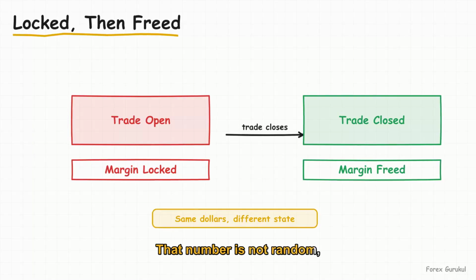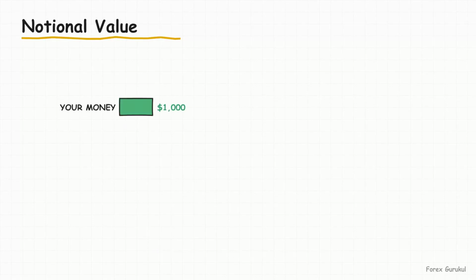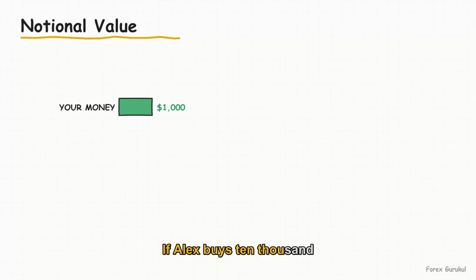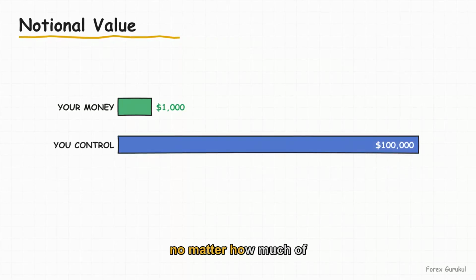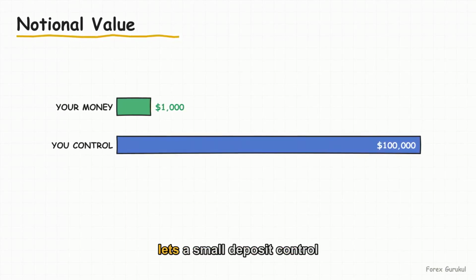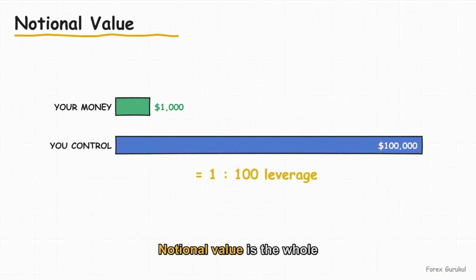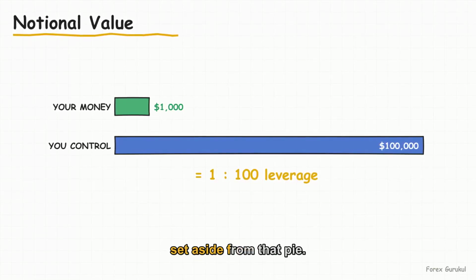That number is not random, and it starts with the full size of the position before any leverage even enters the picture. Every trade has a full size before leverage touches it at all. That full size is called notional value. If Alex buys 10,000 units of euro-dollar, that is a 10,000 unit position in euros, no matter how much of his own cash was actually required to open it. Leverage is the tool that lets a small deposit control that full 10,000 unit exposure. Notional value is the whole pie. Margin is only the slice the broker asks you to set aside from that pie.